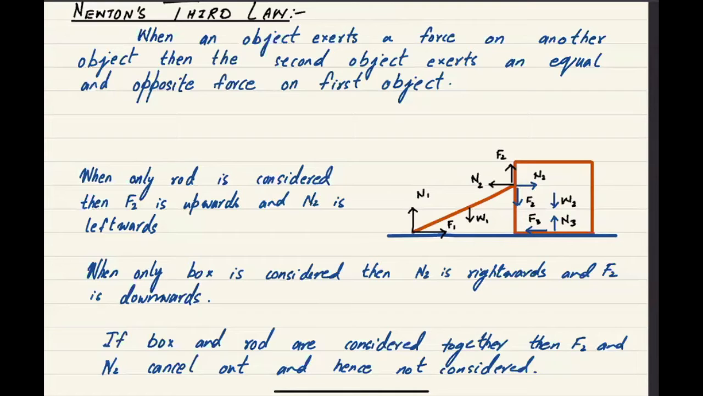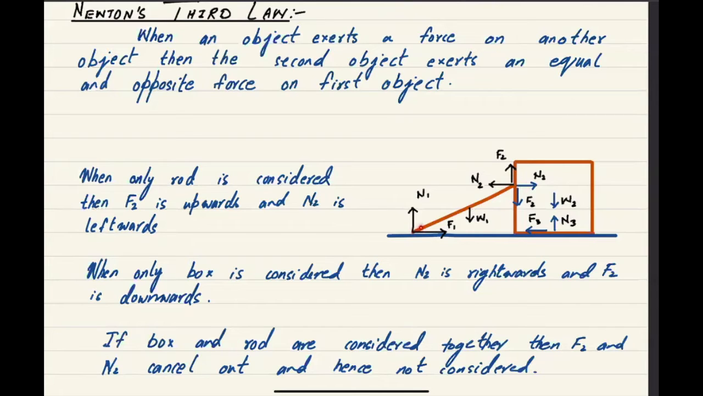And there are other forces on the box as well: the weight of the box, the frictional force on the box by the ground, and the normal reaction. But our main focus is that when two objects are in contact with each other, then according to Newton's third law, they will exert equal and opposite forces. So these two normal reactions would be equal and opposite to each other, and these two frictional forces would be equal and opposite to each other as well.